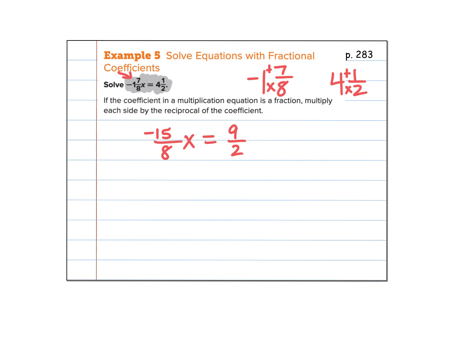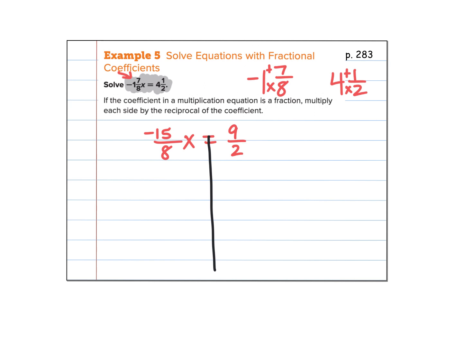Now, your next step, when we were solving equations, we've been drawing our line down our equal sign. So remember, whatever you do to one side, you have to do to the other side. So you want to get this x by itself here. So I need to get rid of -15/8. Well, to get rid of that, right now it's multiplying.